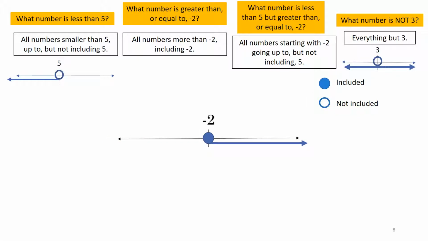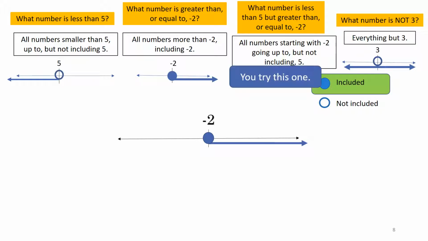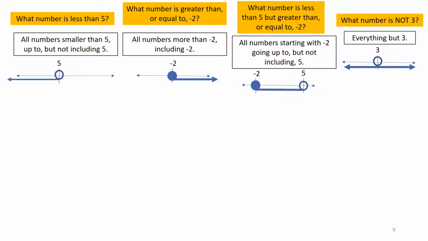When we talk about -2 and it's included, we're going to use a solid dot, right? So x, or any number that is greater than or equal to -2, is going to look just like that. What do you think our last one is going to look like, though? Take a minute and think about it. If you have a piece of paper in front of you, why don't you go ahead and try? All right, here we go. Here's what it looks like.